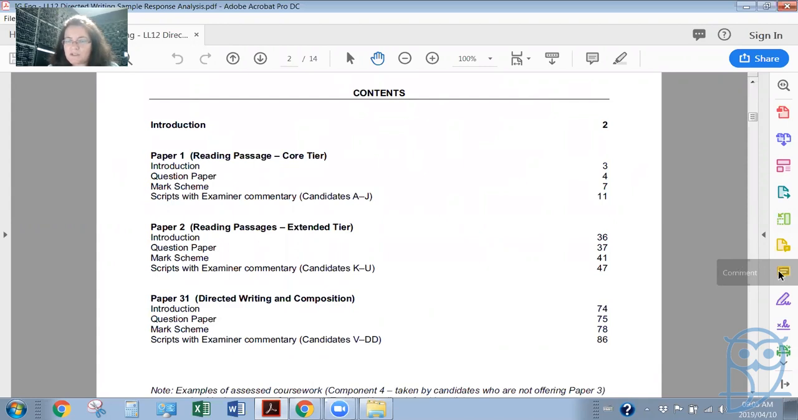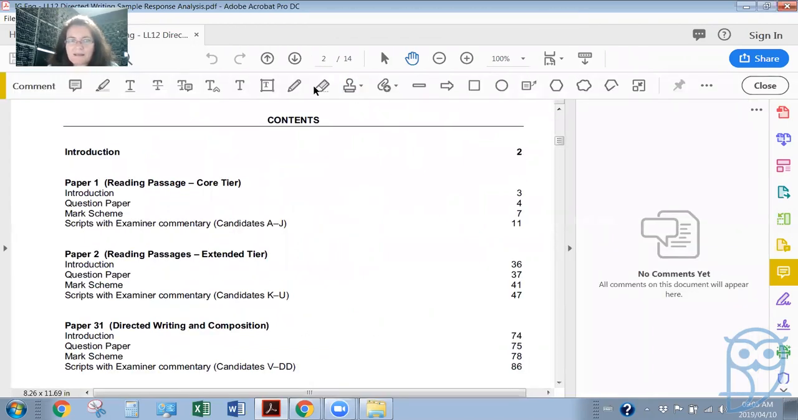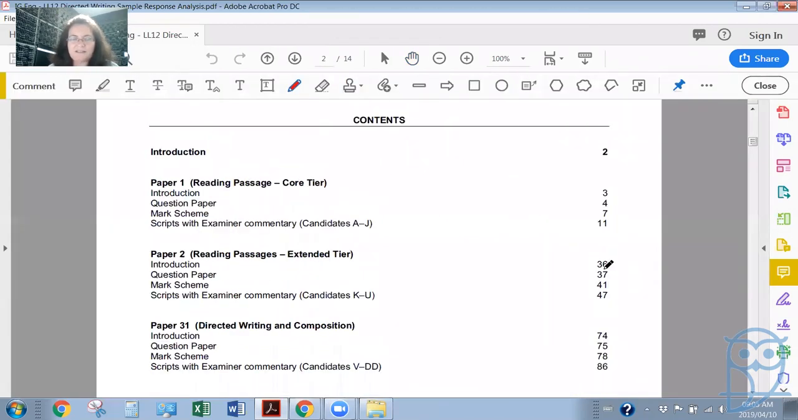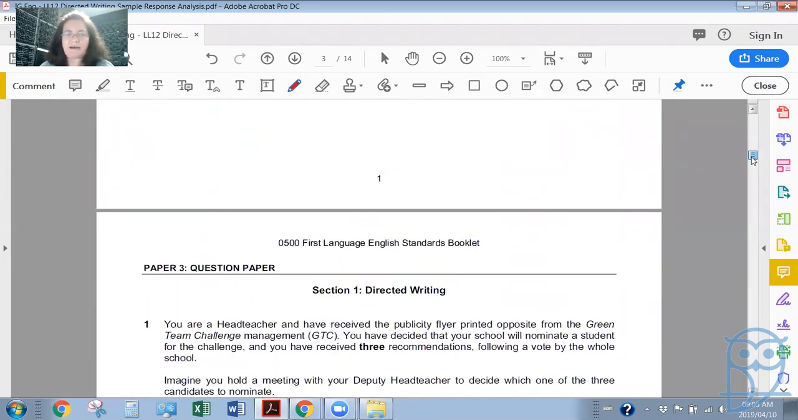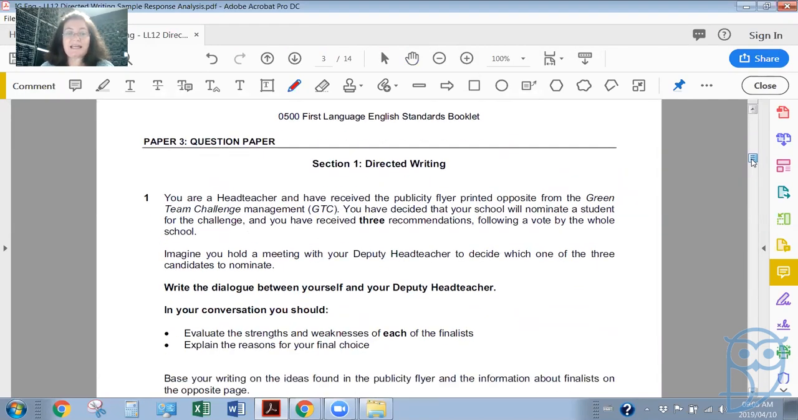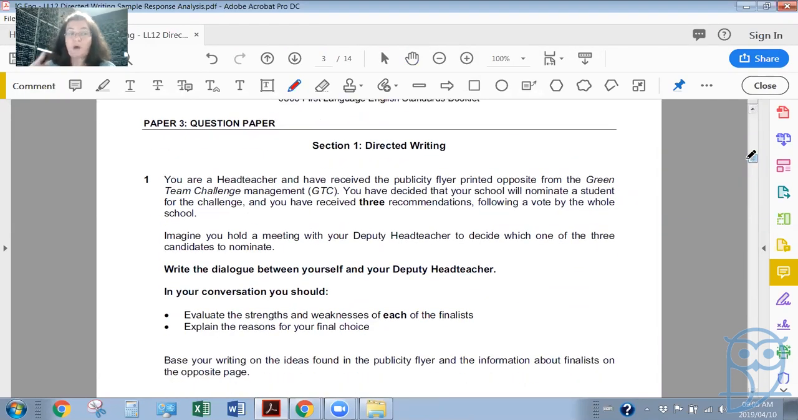So I just want to see if my pen is going to work. Yes, it is. Good. Okay. So directed writing, that's what we're going to focus on today, the paper 3 aspect of this particular booklet. All right, so let's go down. The paper 3 question is section 1, directed writing. We're only going to look at section 1 because there are other sections to paper 3, but this is what our focus will be today.